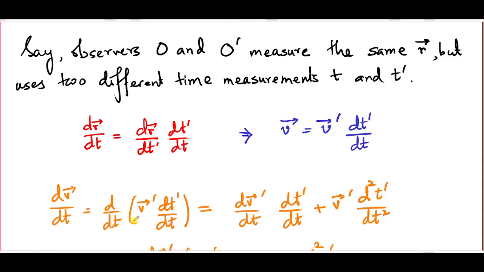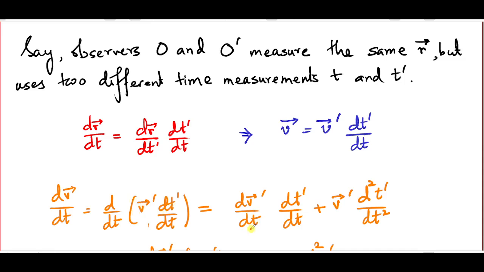So you do a d/dt of this expression. I'm actually trying to relate the acceleration as measured by O to the acceleration as measured by O prime, where, of course, dv prime/dt will not be the acceleration, dv prime/dt prime will be the acceleration. But notice that what we have done in this step is simply opened up this derivative of a product into two factors, standard Leibniz rule. Derivative of v prime times dt prime/dt breaks up into two terms.